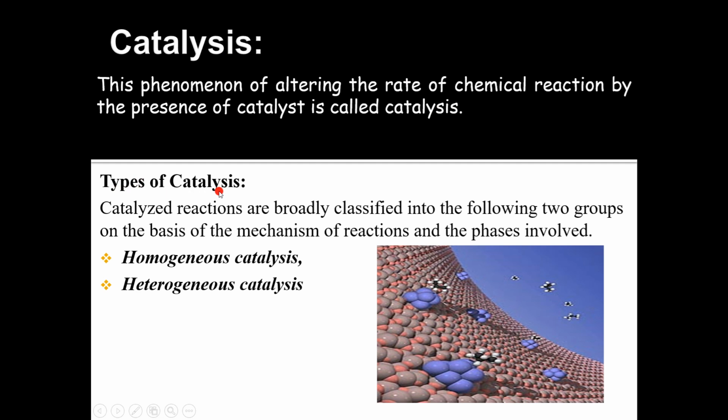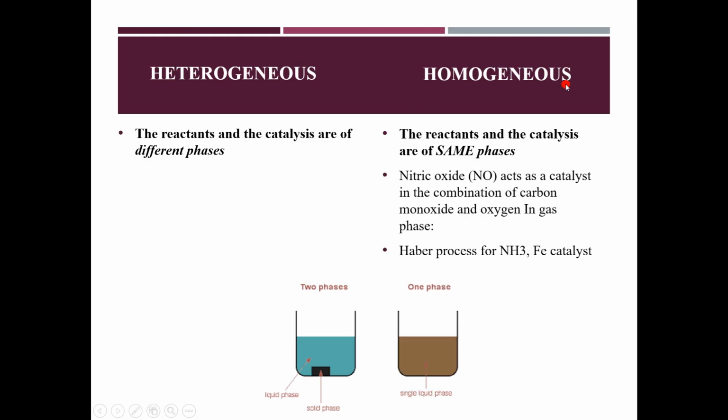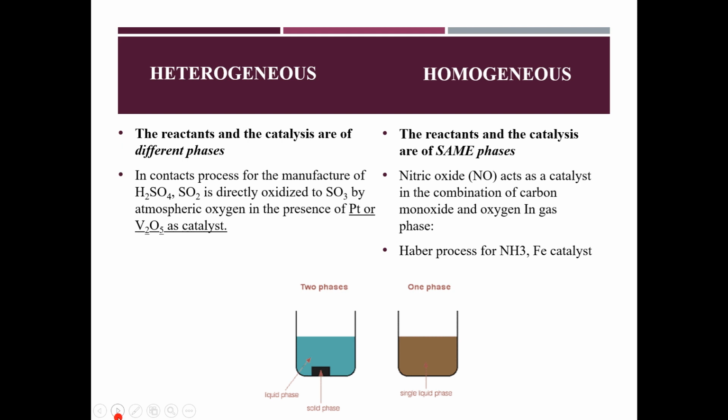There are two types of catalysis depending upon the phases, homogeneous and heterogeneous catalysis. Okay. So what is homogeneous catalysis? Homo stands for same. So here the reactants and catalyst are in the same phase. For example, nitric oxide acts as a catalyst in the reaction of carbon monoxide and oxygen. So all three of them are in gaseous phase. Yes or no?